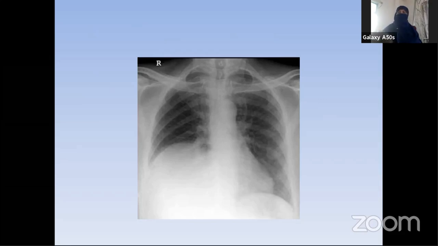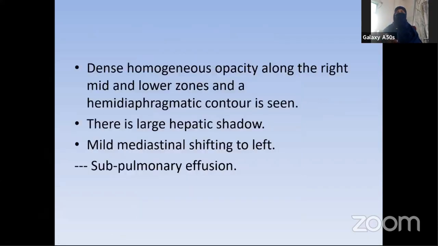This is not really a hepatic shadow, because if the hepatic shadow were elevated here, we could get the gut shadow underneath it. So what is this? A dense homogeneous opacity along the right mid and lower zones of the lung field, and the hemidiaphragmatic contour is seen. There is a large hepatic shadow underneath and mild mediastinal shift to the left. This is a subpulmonary effusion.